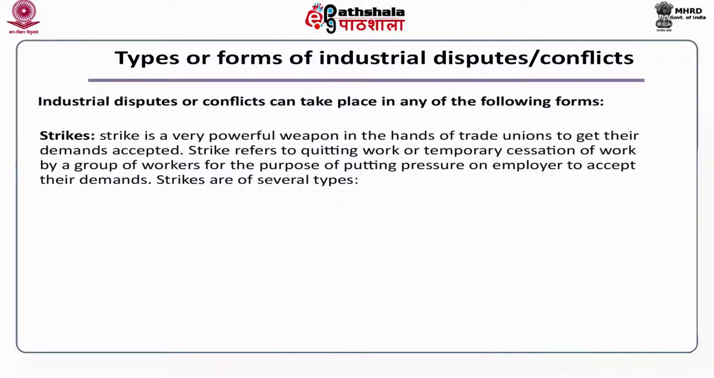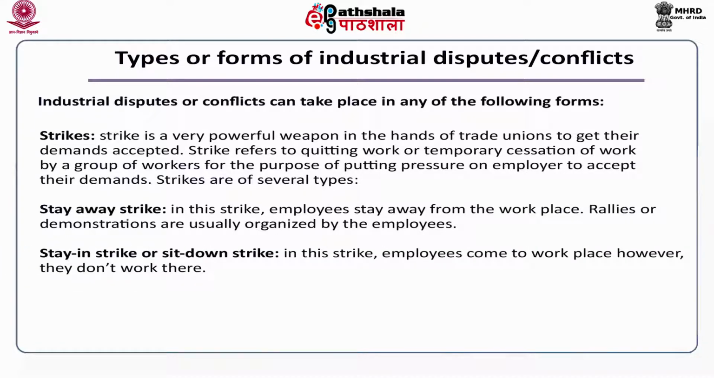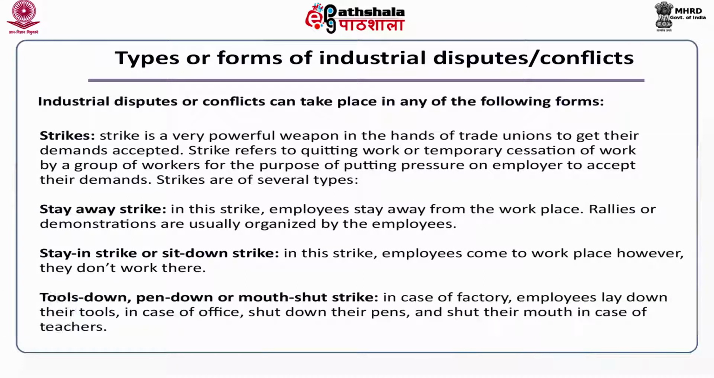Strikes are of several types. It can be a stay away strike. In this strike, the employees stay away from the workplace. Rallies or demonstrations are usually organized by the employees. Stay in strike or sit down strike: in this strike, employees come to the workplace, however, they do not work there. Another type of strike is the tool down, pen down or mouth shut strike. In case of factories, employees may lay down their tools. In case of offices, they may put down their pens, and in the case of teachers, they may shut their mouths.